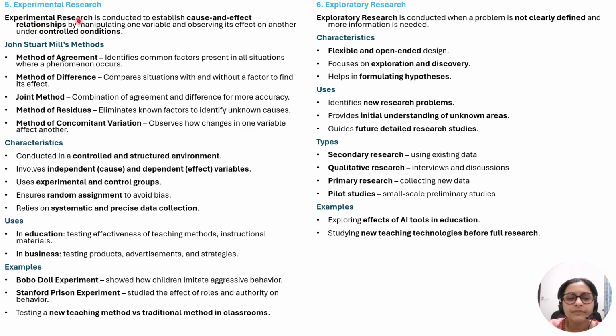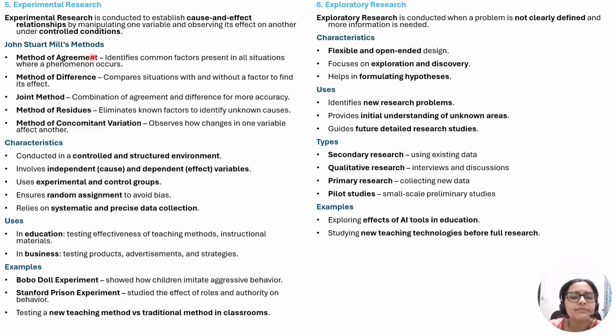Then comes experimental research. Experimental research, as the name itself suggests, is conducted to establish cause and effect relationship. What is the cause and what effect does it produce? By manipulating one variable and observing its effect on another under controlled conditions. That is, you keep one constant and you keep changing the others.